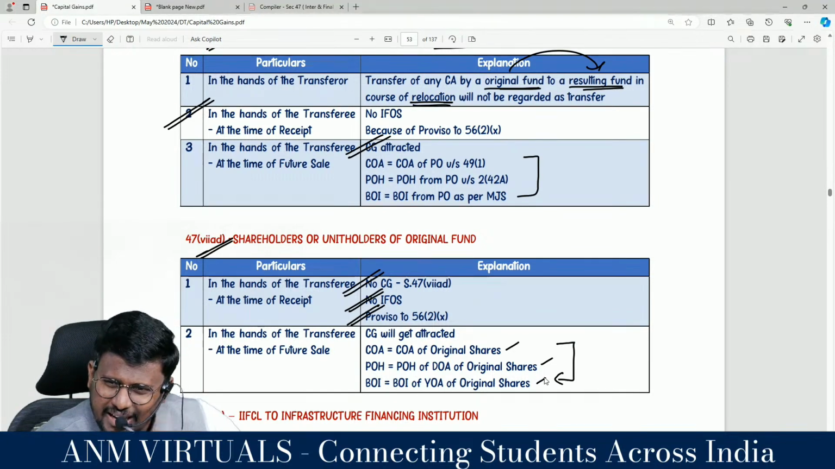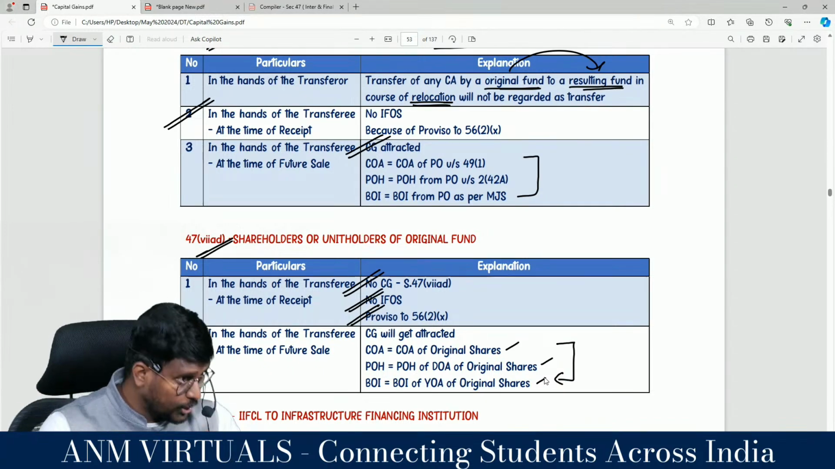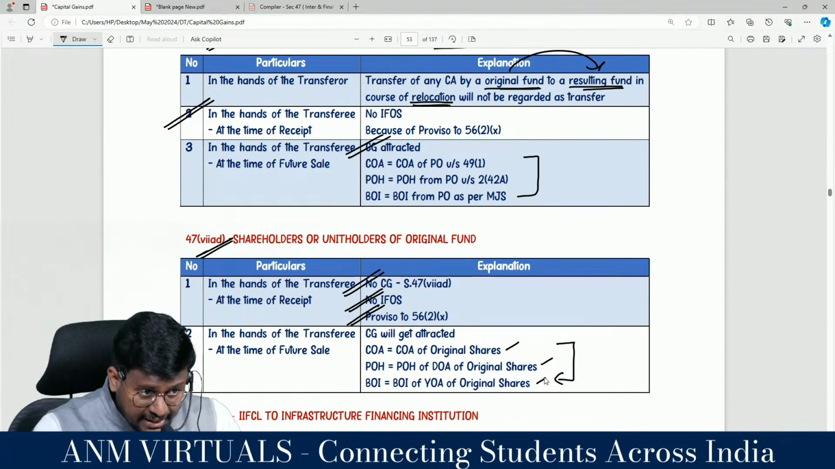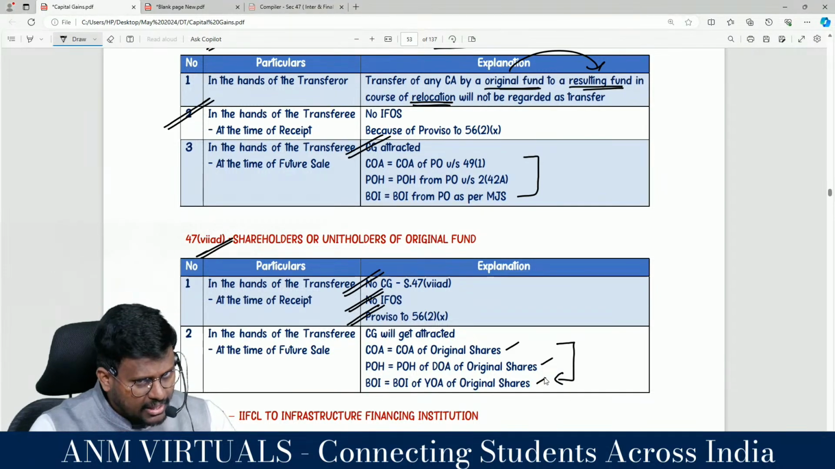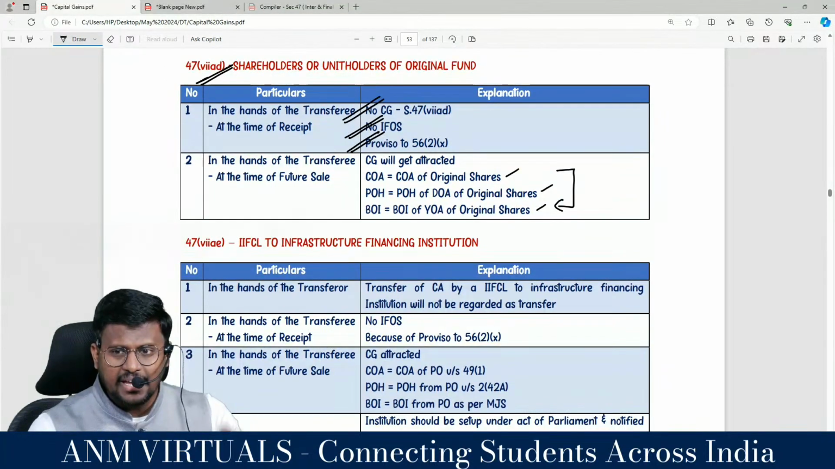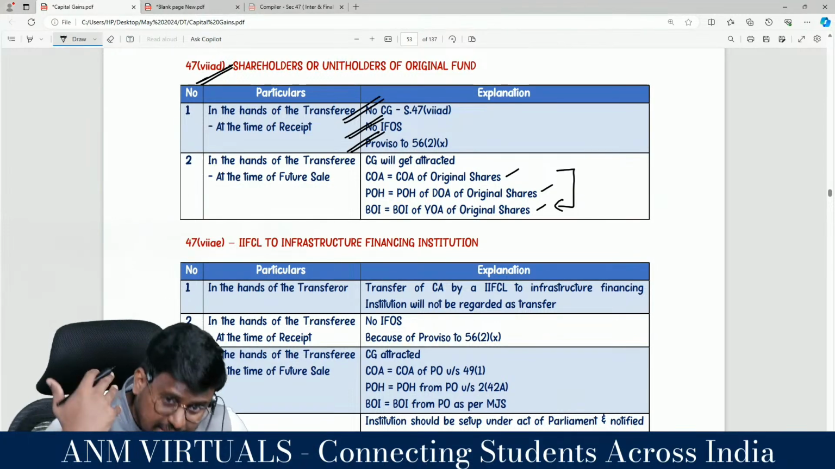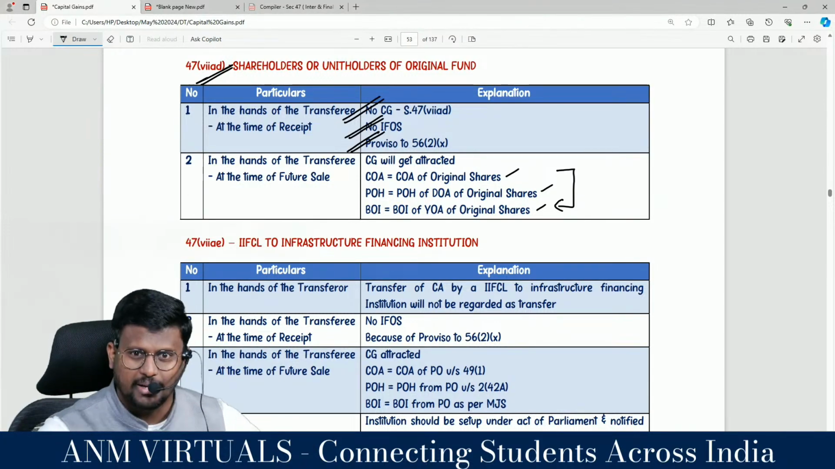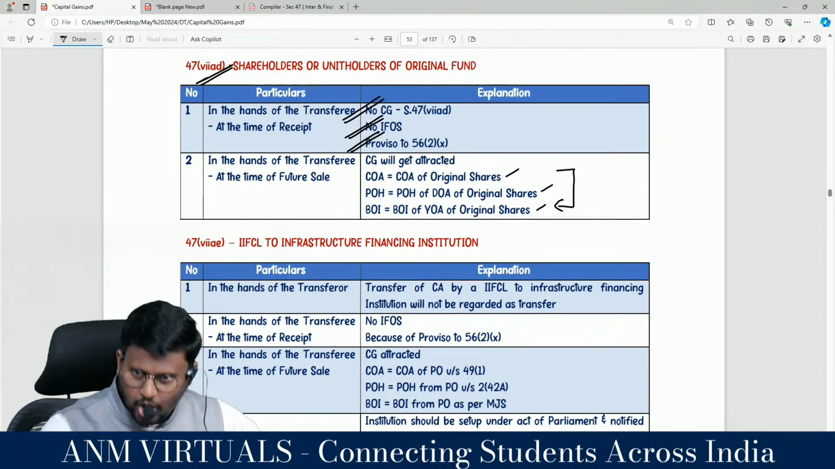AC is done, AD is done. These two are a combo. AC AD: AC is for the relocation of the fund, AD is for shareholders of the original fund. Shall I? Yes sir. Sir, what are AE and AF? AE and AF are the next concept. It does not continue here, that is finished. AC AD is one concept.